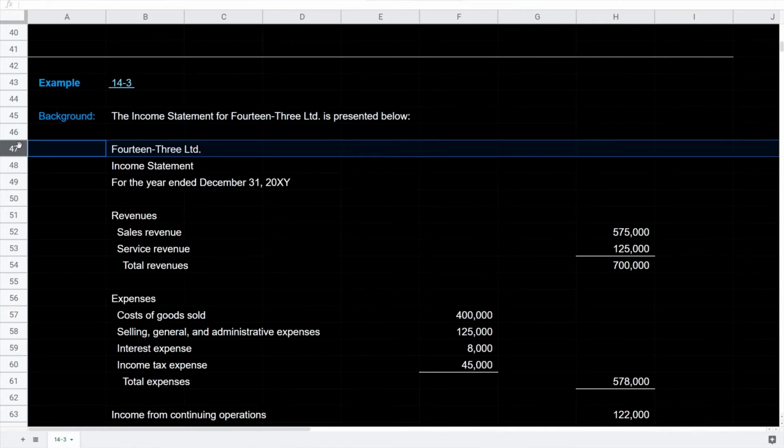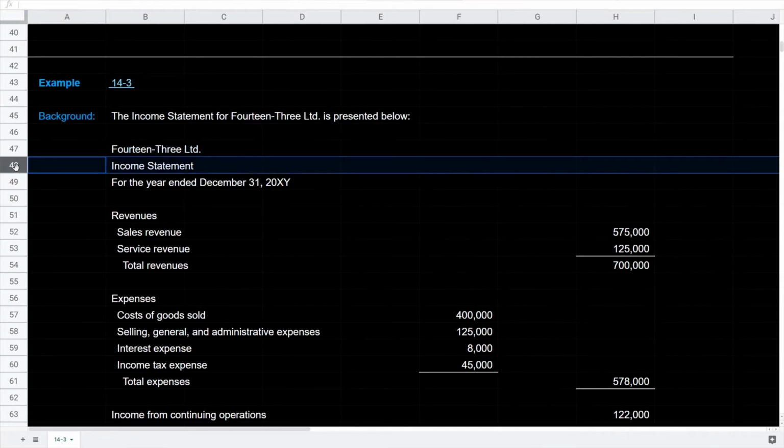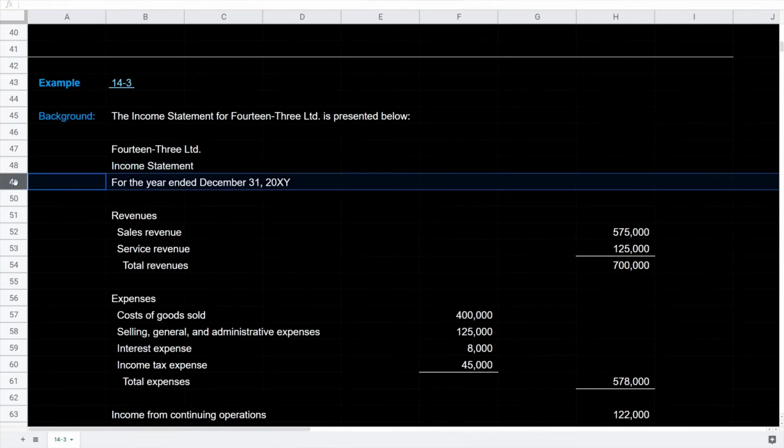Like any good corporate income statement prepared in good form, we begin with the legal name of the business, and then we have the name of the statement being prepared. In this case, we are looking at the income statement. Since it's an income statement, the period of time should be next. And here it says for the year ended December 31st, 20XY.